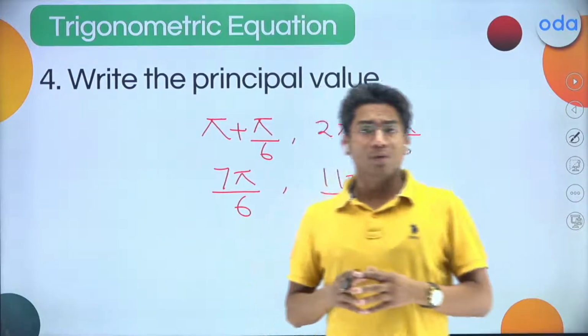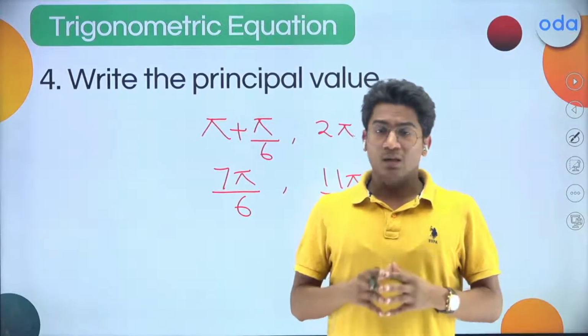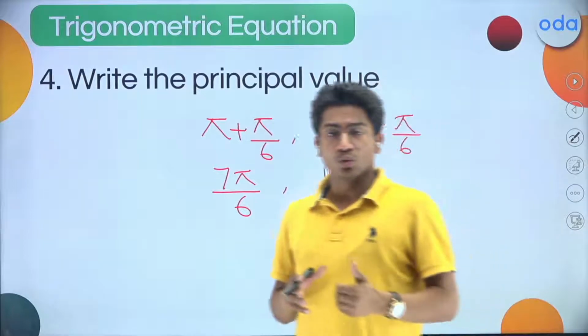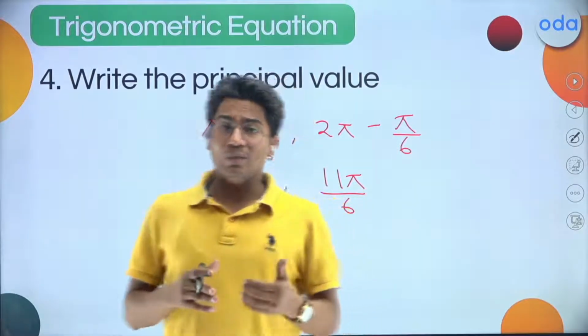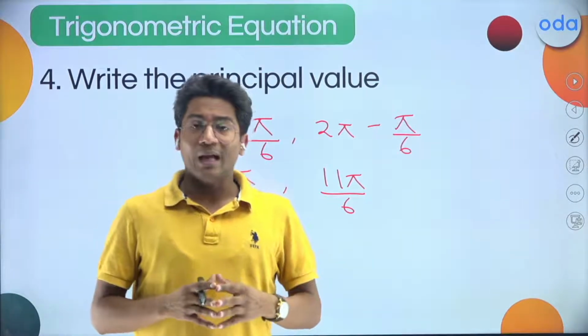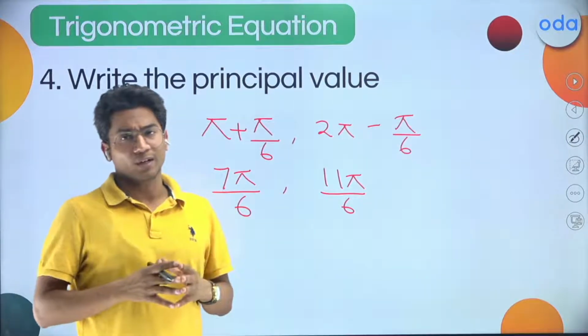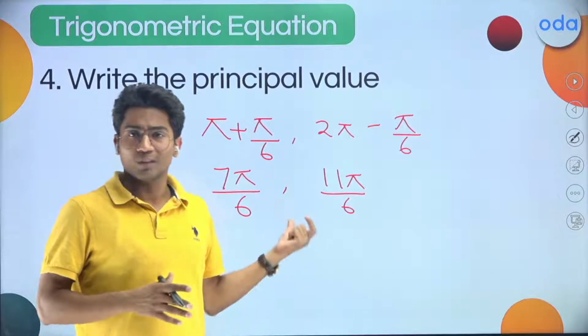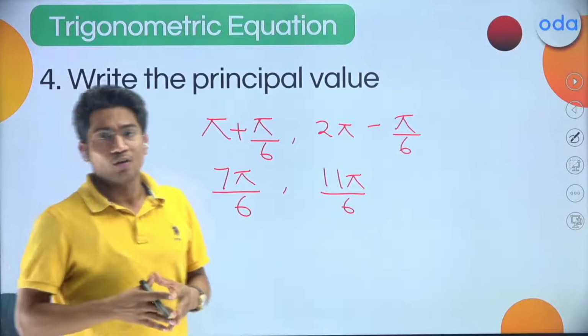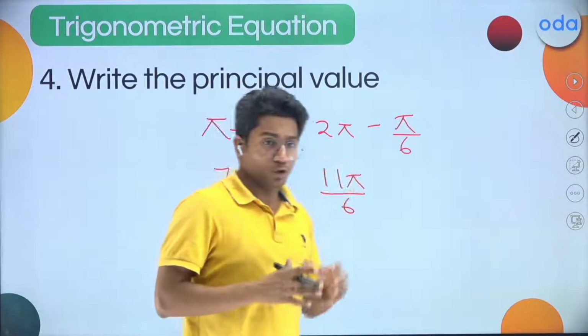The number of principal solutions will always be 2, as they are lying between 0 to 360 degrees and in between these four quadrants. So for every trigonometric function, you will be having two principal solutions. So that's all for this particular part of the solution.